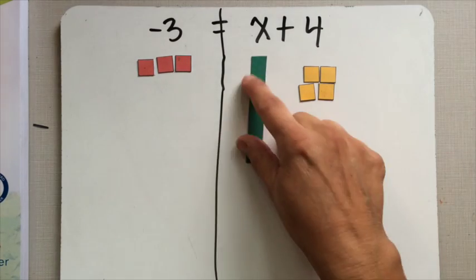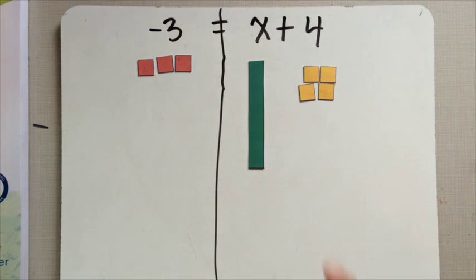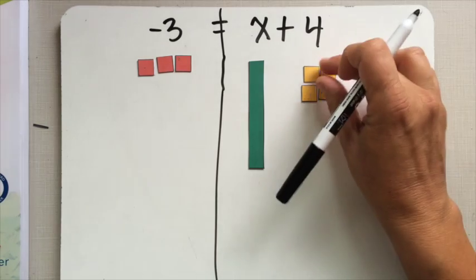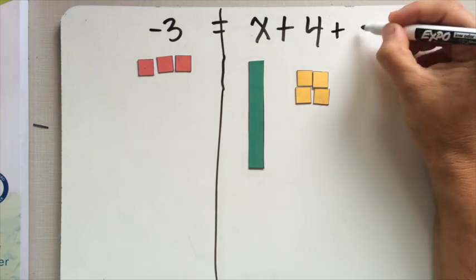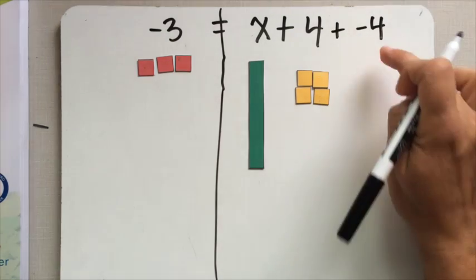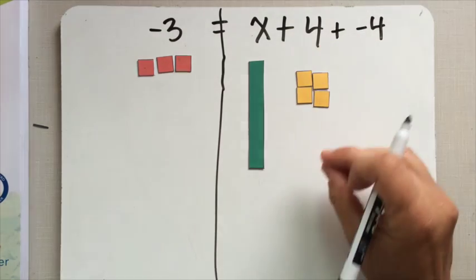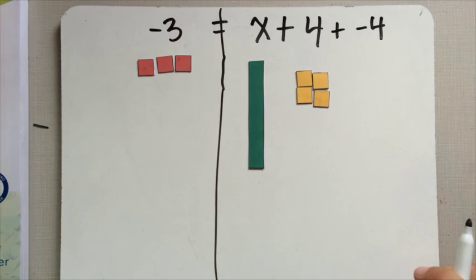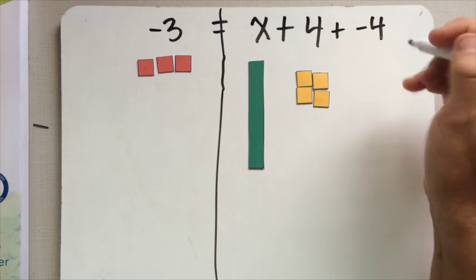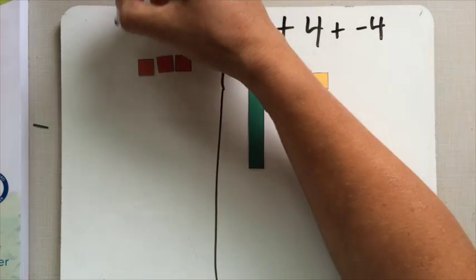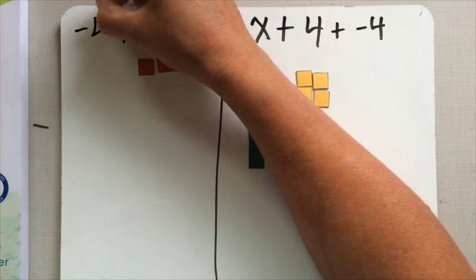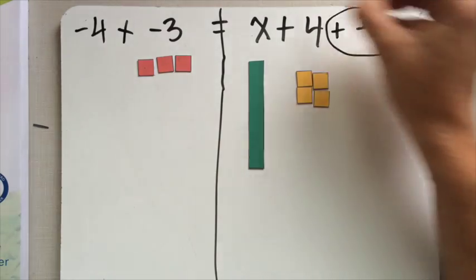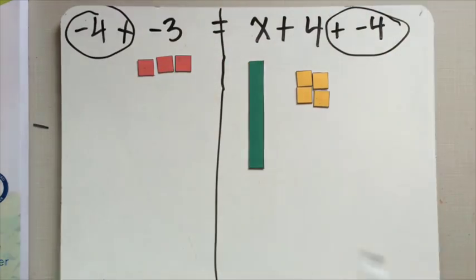Does everybody see for x to be by itself, I need to get rid of the 4 positive ones? Okay, well, I know how to get rid of 4 positive ones. I just need the opposite. 4 negative ones combined with these 4 positive ones are going to eliminate all these positive ones, and I'll have nothing left. And if I add 4 negative ones to this side, I'm going to add 4 negative ones to this side. If it helps you, circle what you did.